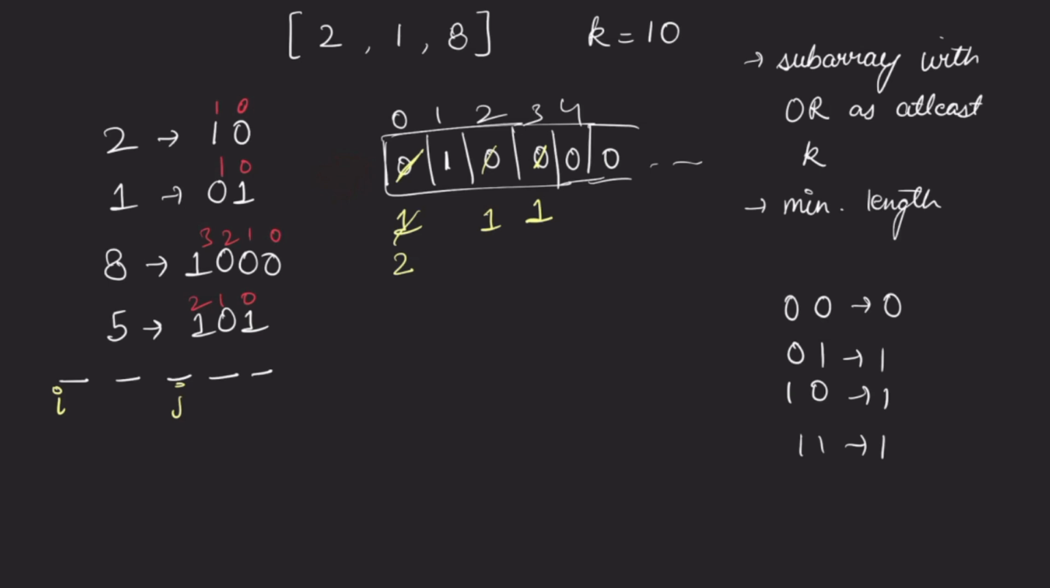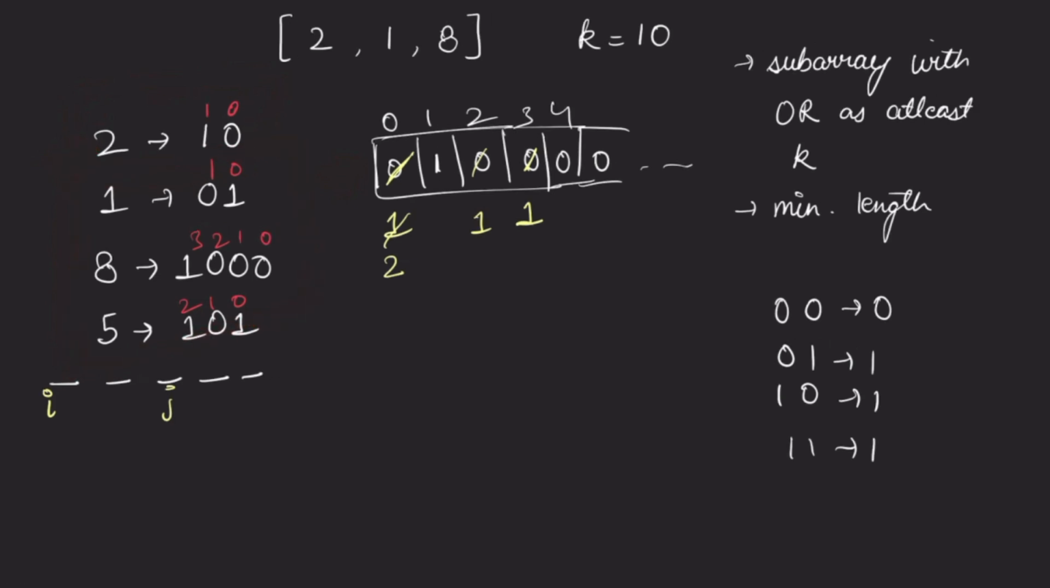Suppose that at this point the bitwise OR becomes at least k. Now you want to cancel out the contribution of this 2, so you will try to shrink your window. You want the bitwise OR of only these elements, so you will remove the contribution of this 2. How are you going to do this? In this 2, there was only one bit set, which was at bit position 1. So in this array, we will decrement that bit position by 1, because we are removing that element. We are removing the contribution of that element from our bitwise OR. So this will become 0, right?